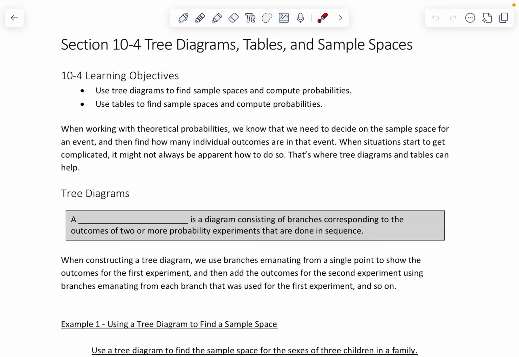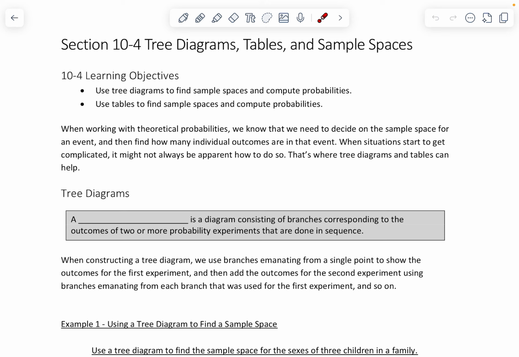In this video, we will be going over how to use tree diagrams and tables as tools for finding sample spaces. Our learning objectives are to use tree diagrams to find sample spaces and compute probabilities, and then to use tables to find sample spaces and compute probabilities. So let's dive in.